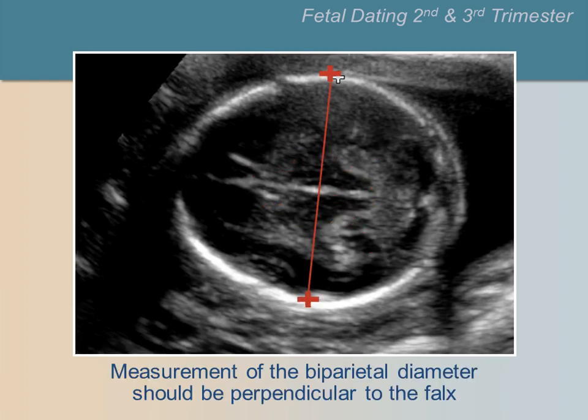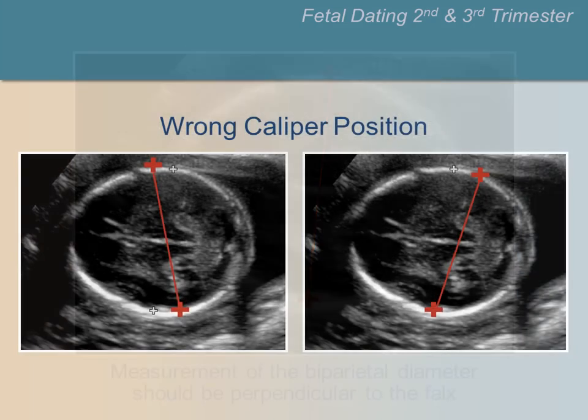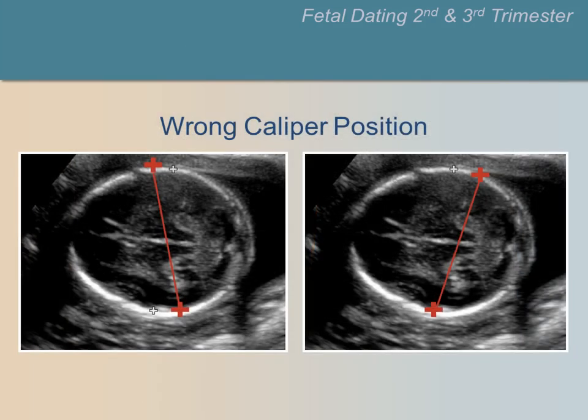The line between the 2 calipers should be perpendicular to the falx at the widest portion of the skull. In these measurements, the lines between the calipers are not perpendicular to the falx. The measurements will be incorrect.